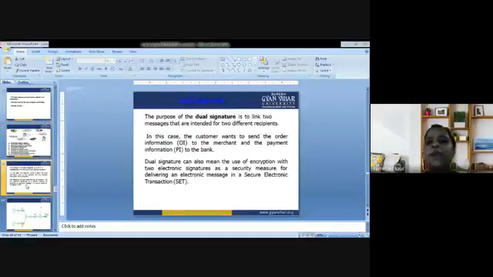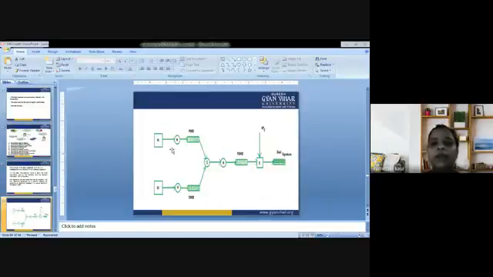The purpose of the dual signature is to link two messages that are intended for two different recipients. In this case, the customer wants to send the order information to the merchant and the payment information to the bank. It can also mean the use of encryption with the two electronic signatures as the security measure for delivering an electronic message in a secure electronic transaction. So this is the main process. You can have a look at the same.